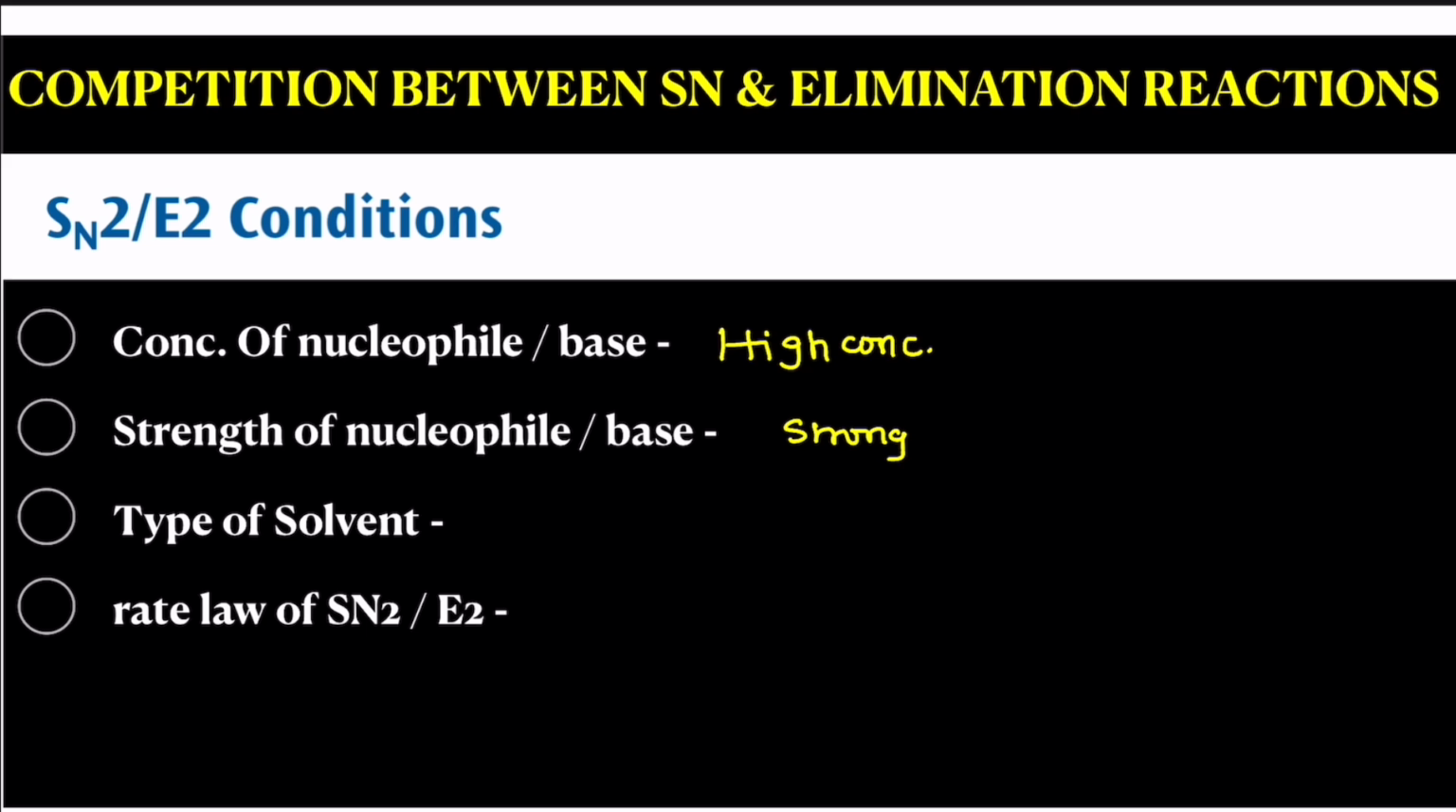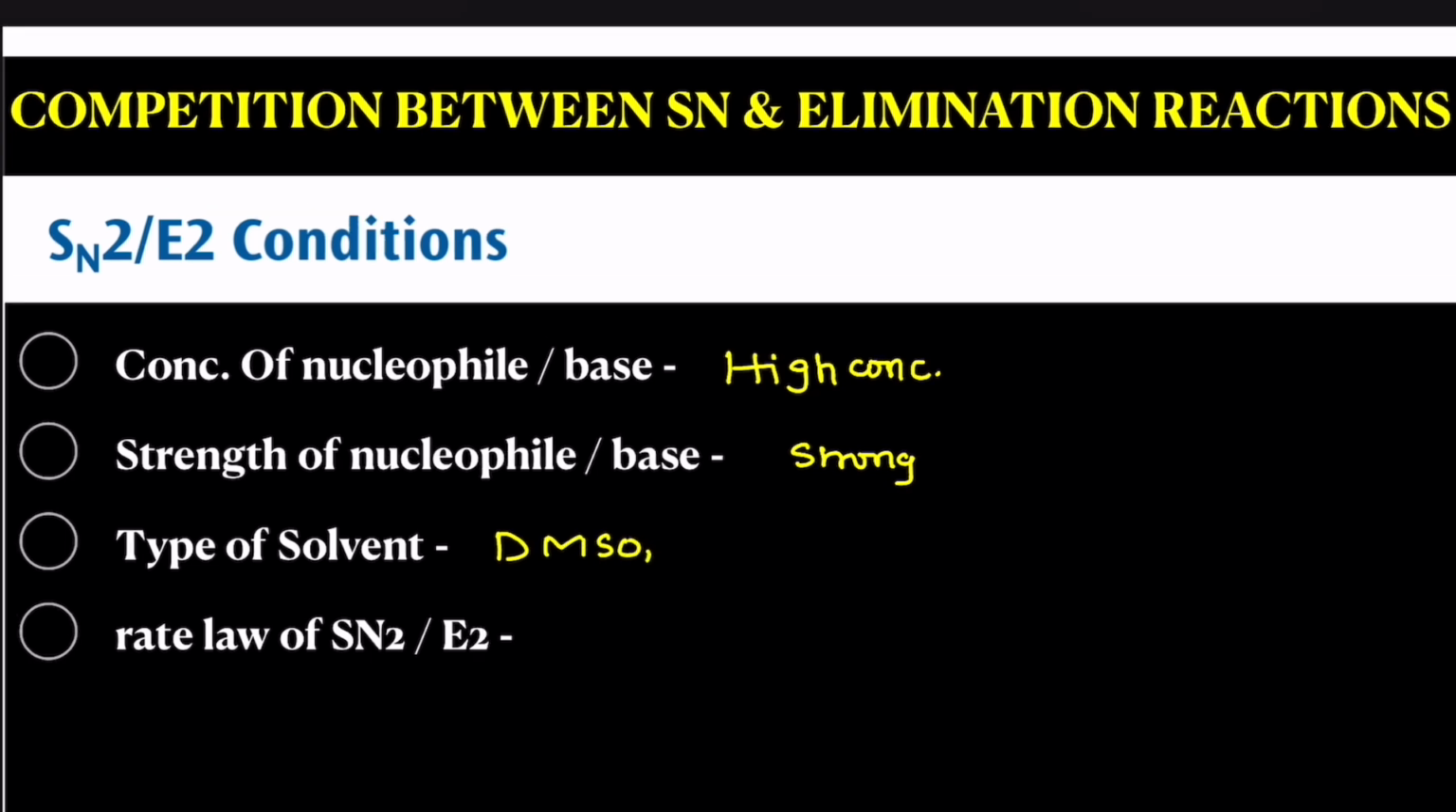And what type of solvent do we generally use in SN2 or E2 reactions? That is a polar aprotic solvent. Polar aprotic solvents are DMSO, dimethyl sulfoxide. We also use acetone, a polar aprotic solvent. We even use dimethyl formamide, DMF. In fact, we also use dimethyl acetamide. You need not remember so many. These four solvents are commonly used in SN2 and E2 reactions.